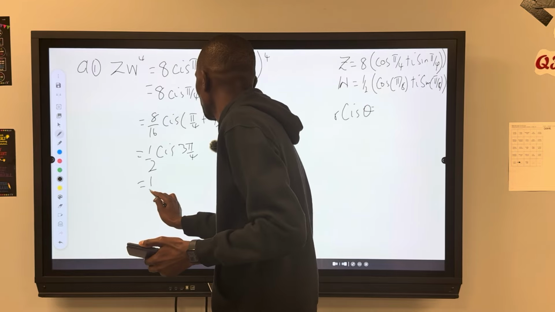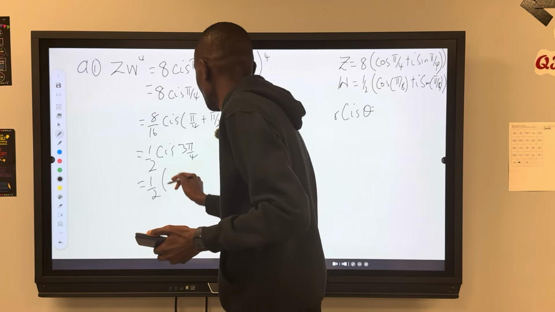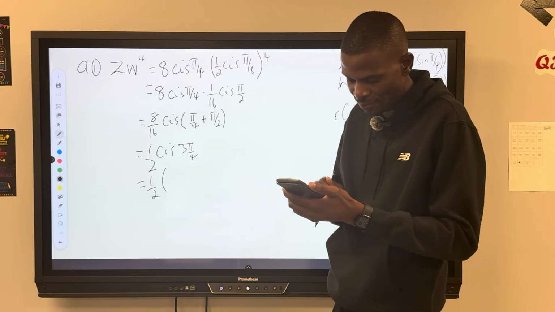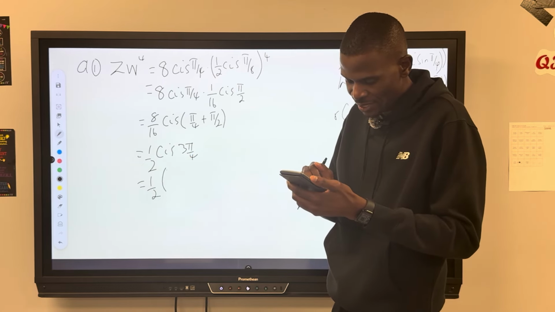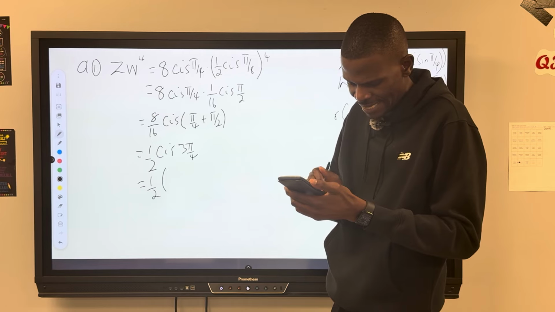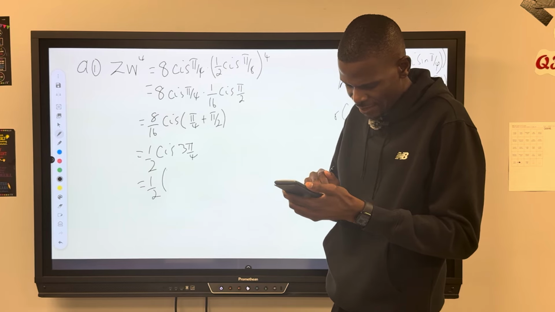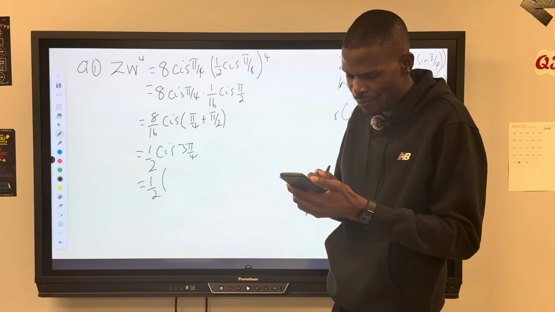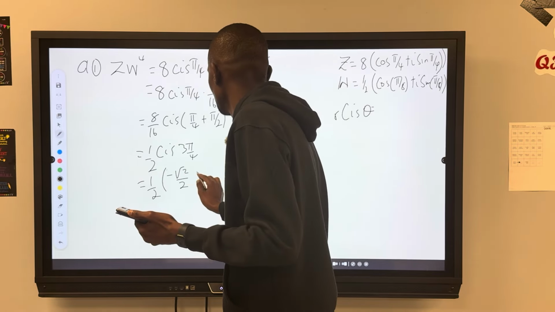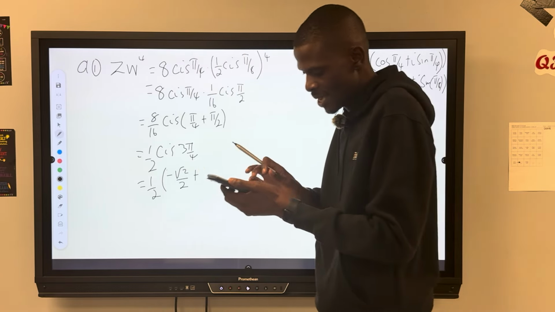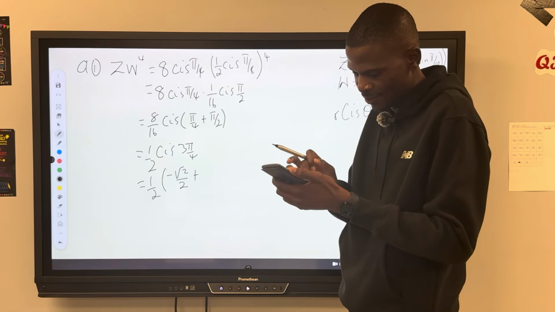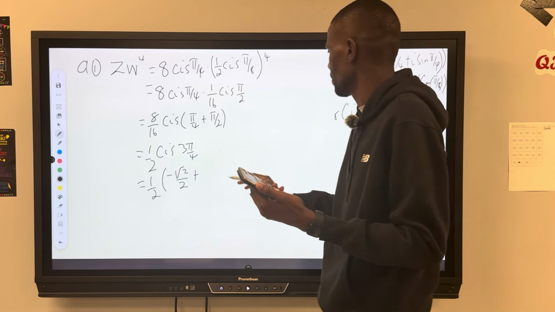But remember, we are supposed to express this in rectangular form. So I need cos 3 pi over 4. Make sure your calculator is in radians. For cos 3 pi over 4, I'm getting negative square root of 2 over 2, plus i times sine 3 pi over 4, which I'm getting as root 2 over 2.